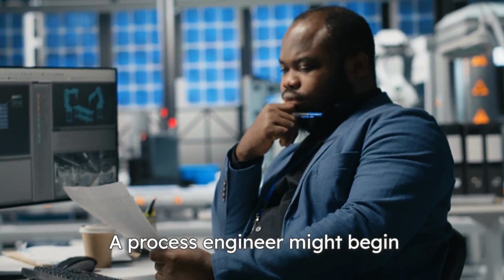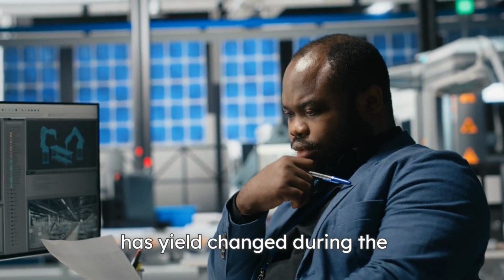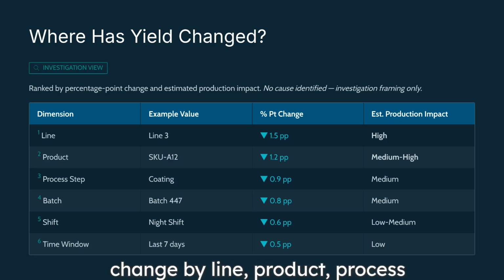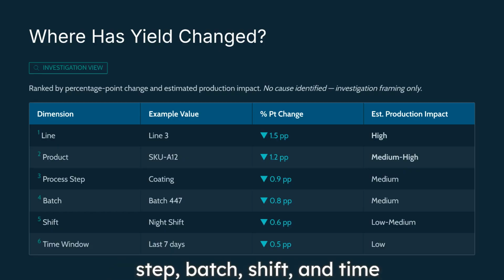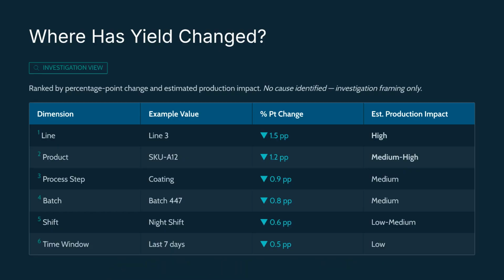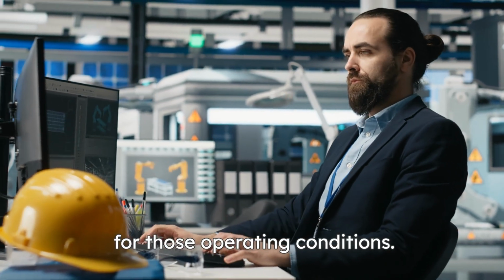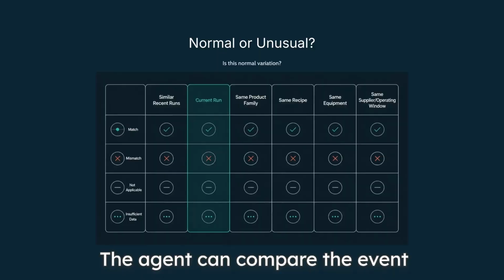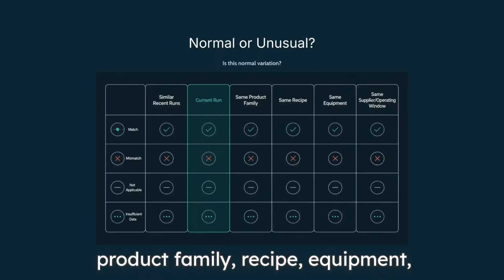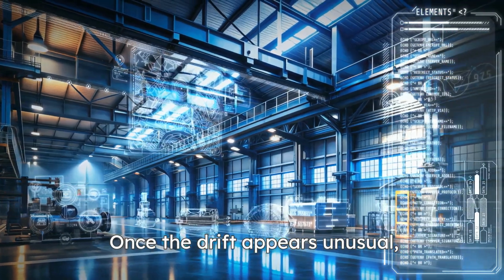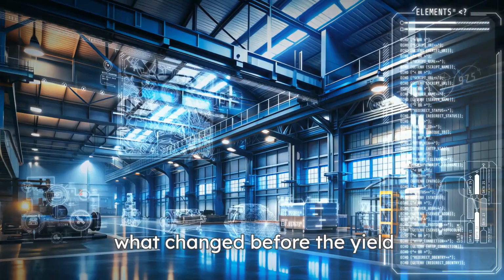A process engineer might begin with a practical question: where has yield changed during the current week? An AI agent can organize the change by line, product, process step, batch, shift, and time window, while showing the estimated production impact. The next question is whether the movement represents normal variation or an unusual result for those operating conditions. The agent can compare the event with similar runs using the same product family, recipe, equipment, supplier conditions, and operating window. Once the drift appears unusual, the investigation must determine what changed before the yield movement began.